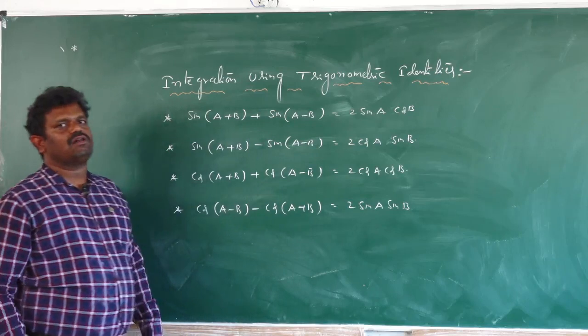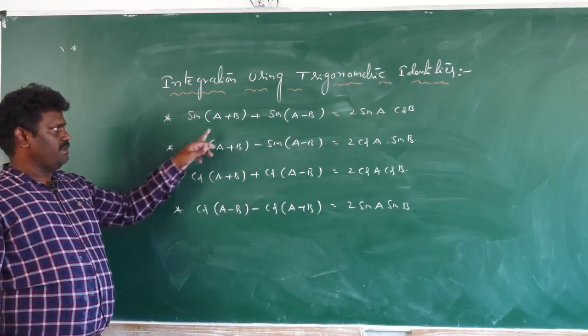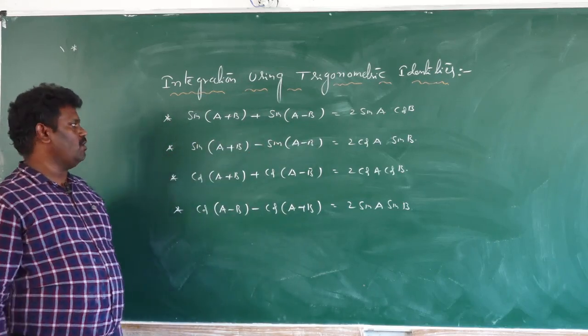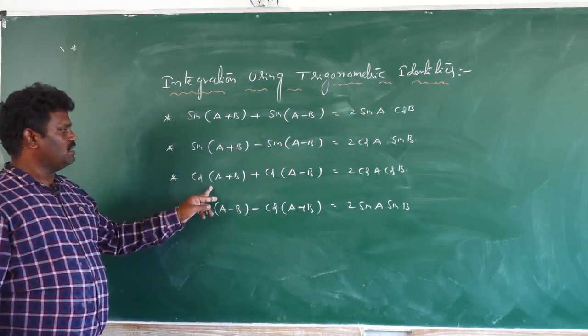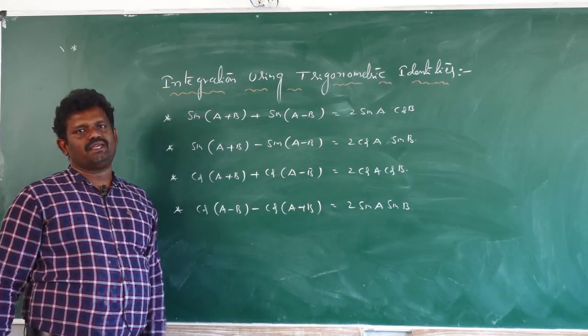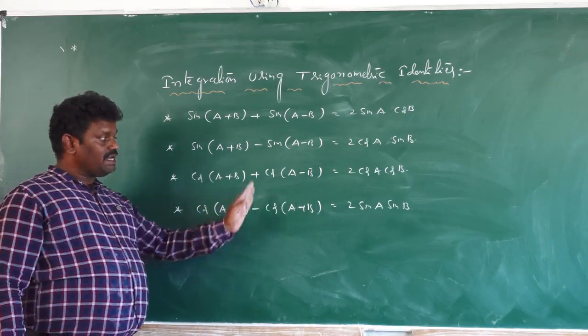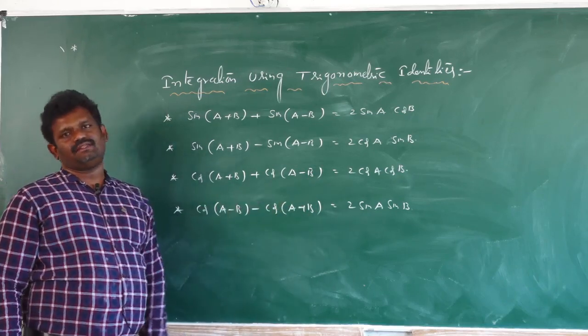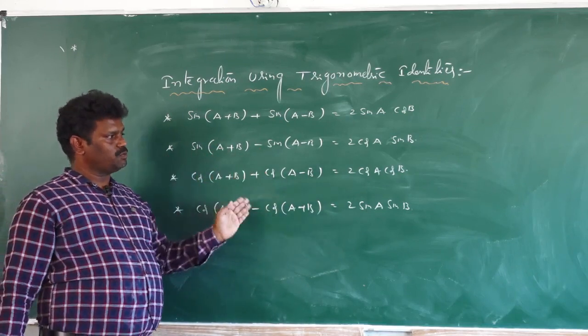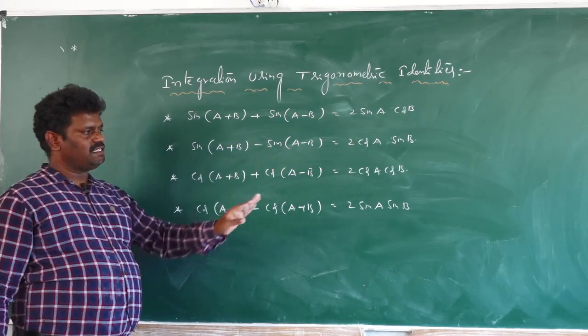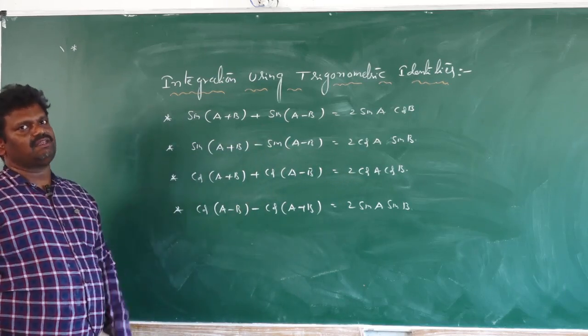So these four are also very important: sin a plus b plus sin a minus b, 2 sin a cos b; sin a plus b minus sin a minus b, 2 cos a sin b; cos a plus b plus cos a minus b, 2 cos a cos b; cos a minus b minus cos a plus b, 2 sin a sin b. We substitute these trigonometric formulas in the given questions and simplify the integration. Next, exercise questions. Okay?